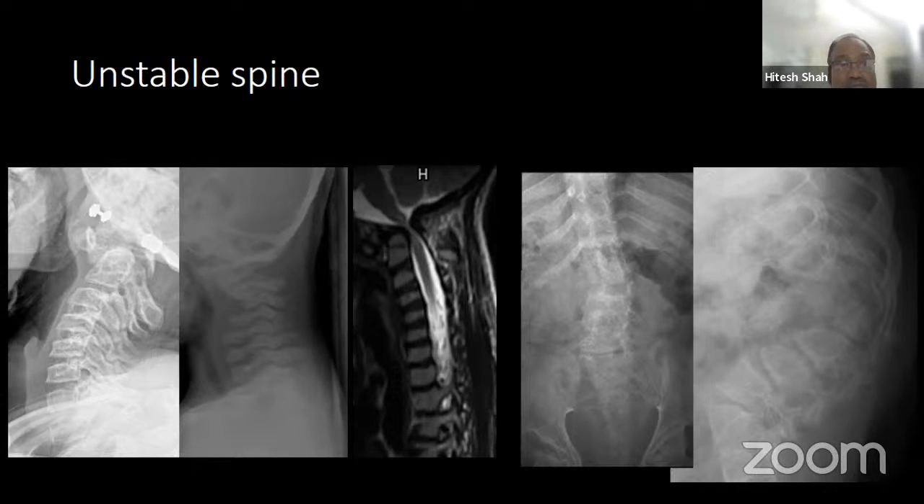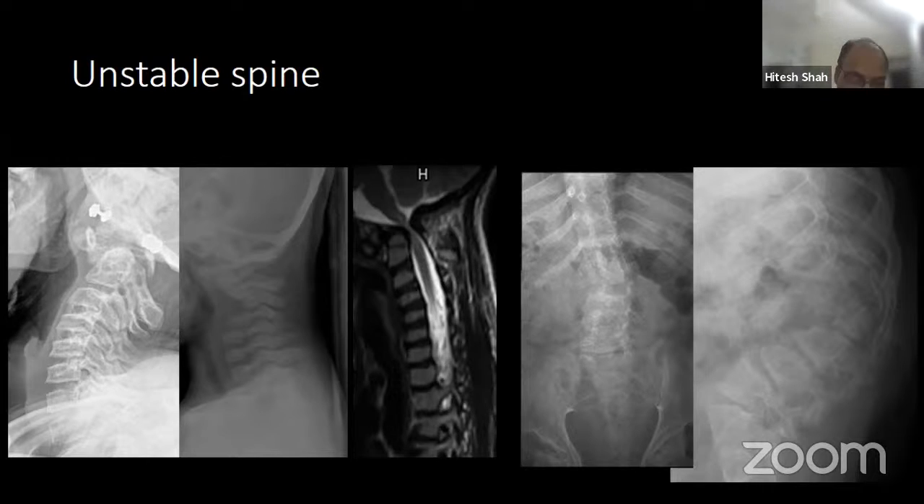A very, very important aspect is the unstable spine. I'm going to discuss one case on that, but whenever there is a child with skeletal dysplasia, always examine the spine, particularly the cervical spine. If the cervical spine is unstable and we take the child for deformity correction, we may make the child paraplegic or quadriplegic if the unstable spine has not been stabilized first.